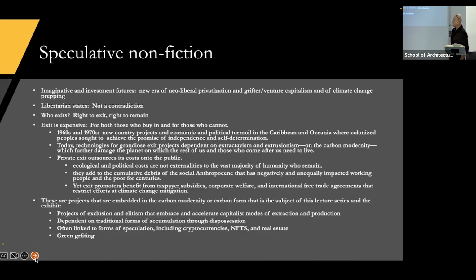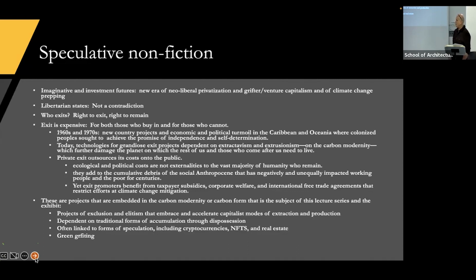Exit is expensive for both those who buy in and those who cannot. So in the 60s and 70s, these new country projects created a lot of economic and political turmoil in places that were trying to decolonize. They were trying to break free from the yoke of colonial rule, and you have a new wave of colonizers moving in. And then today, technologies for grandiose projects are dependent on extractivism and extrusionism and on carbon modernity, which further damages the planet on which the rest of us and those who come after us have to live. So private exit essentially outsources its cost onto the public. Ecological costs, political costs, and all of us have to bear these as well.